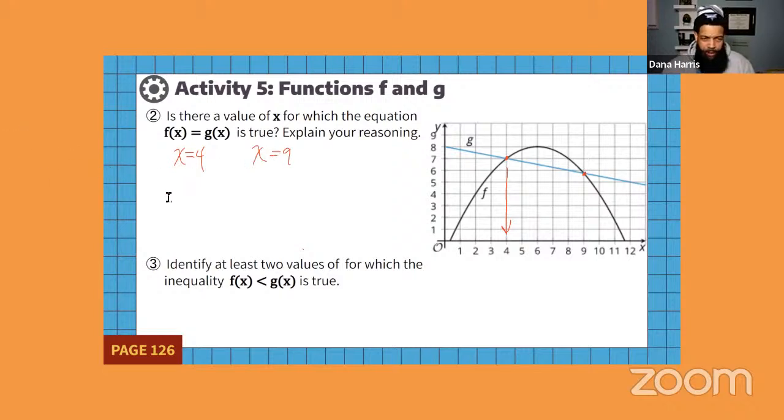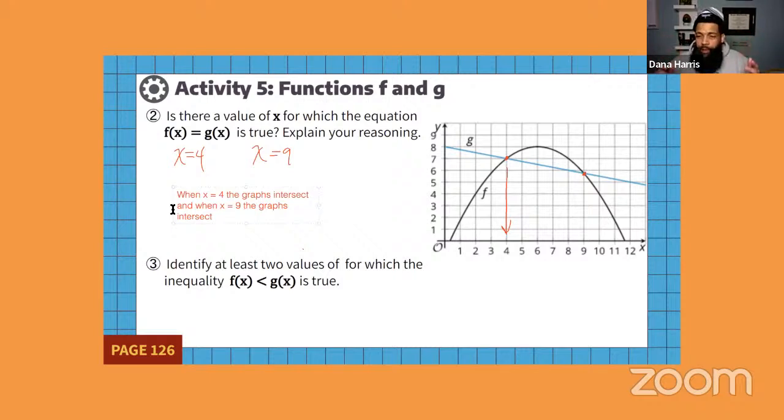So if we explain it, it's because when x equals 4, the graphs intersect. And when x equals 9, the graphs intersect. All right, so that is when they are equal.